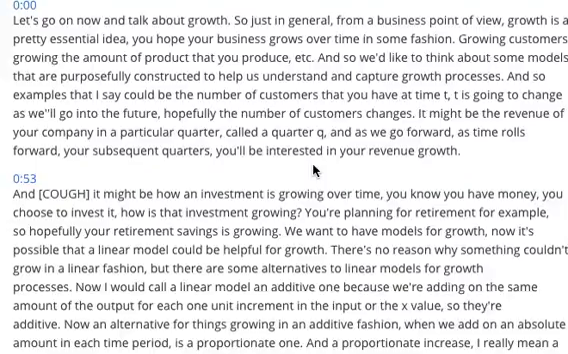Let's go now and talk about growth. In general, from a business point of view, growth is a pretty essential idea. You hope your business grows over time in some fashion: growing customers, growing the amount of products that you produce, etc.